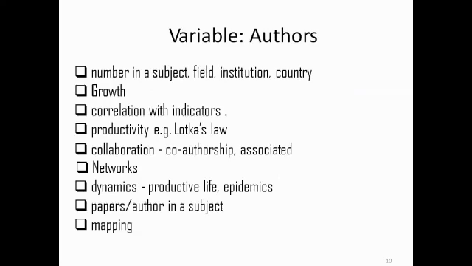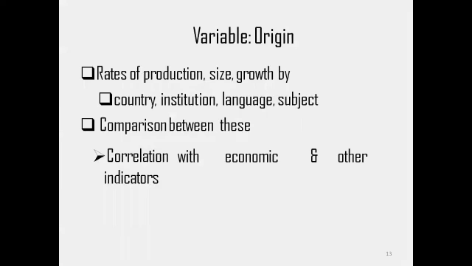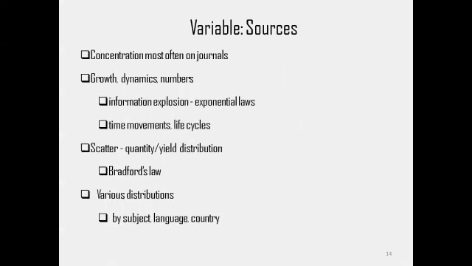For example, the first variable may be the author: numbers in a subject field, institution or country, and growth or correlation with indicators, and productivity, which is about Lotka's law, collaboration, co-authorship, and networks, like collaboration with other countries and what kind of network has been established, which can be studied, along with dynamics, productive life, epidemics, papers, authors in a subject, and mapping. This kind of analysis can be done with the variable author alone, and with the origin: rates of production, size, growth by country, by institution, or by language and subject. And the comparison can also be done, like correlation with economic and other indicators, and with the variable of sources.